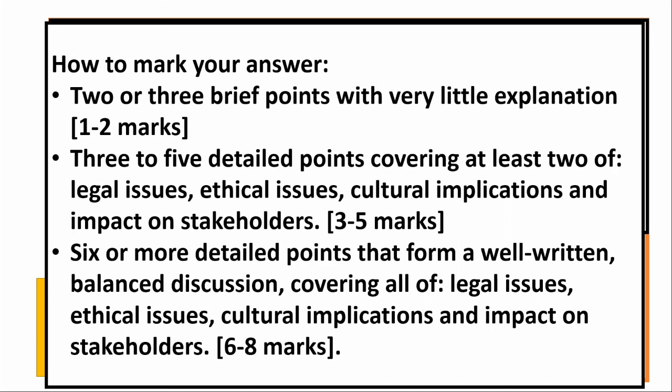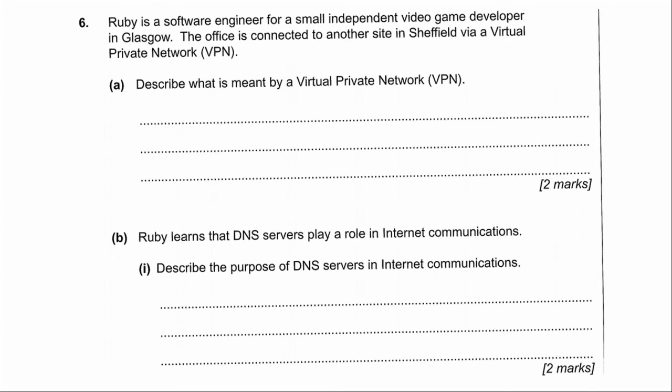So having 2 points on each one would give you enough to get the 6 to 8 marks, which is what you want to aim for. So don't talk about just one area, talk about all 4 bullet points in the question, and that will stand you in good stead. So 6, Ruby is a software engineer for a small independent video game developer in Glasgow.